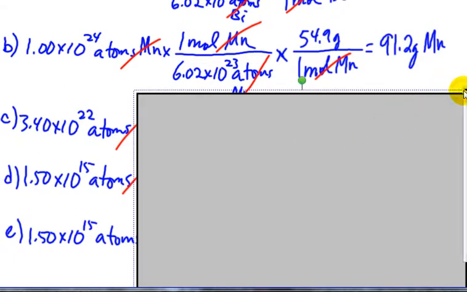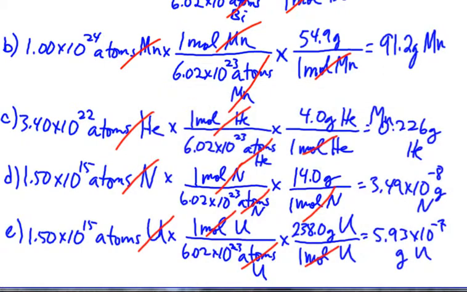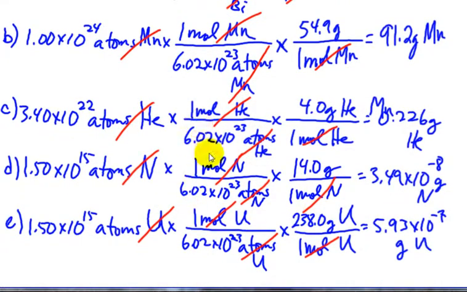Okay, if you had a chance to do those, here are the answers that I got. So we can see the first part is identical. Just the molar mass section is different because it depends, of course, on the molar mass of each element. So 0.226 grams, 3.49 times 10 to the minus 8, 5.93 times 10 to the minus 7.